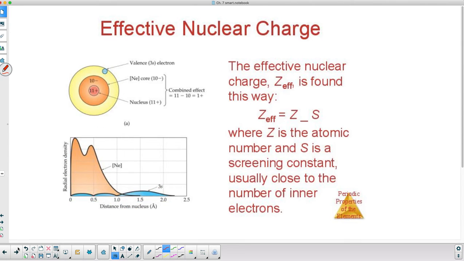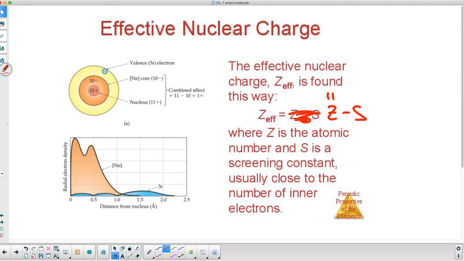Let's keep moving here. That's not what that should be. It should be Z minus S. Z is the number of plus charges, or the number of protons, which is 11 for sodium. S is the screening constant.